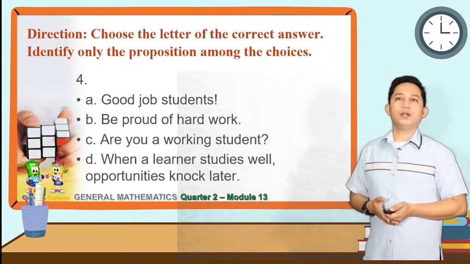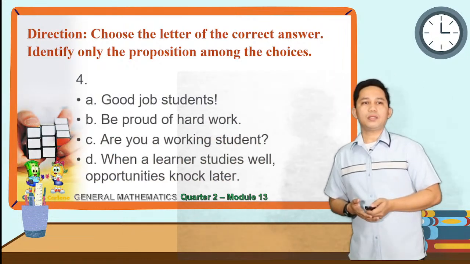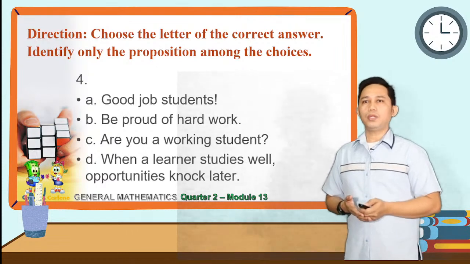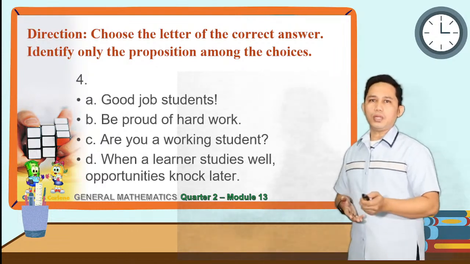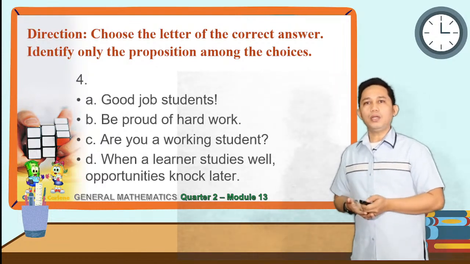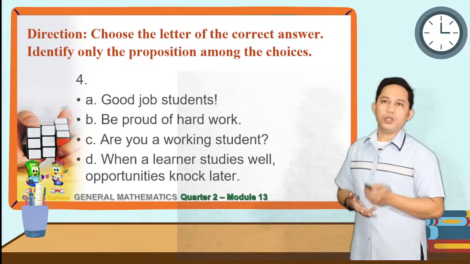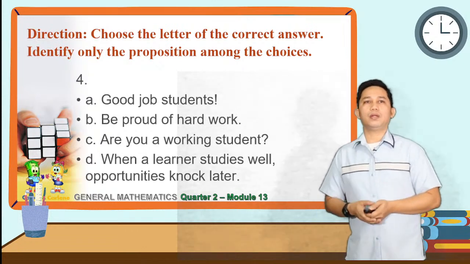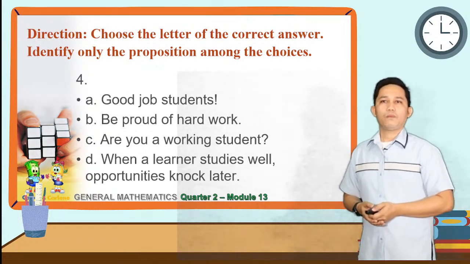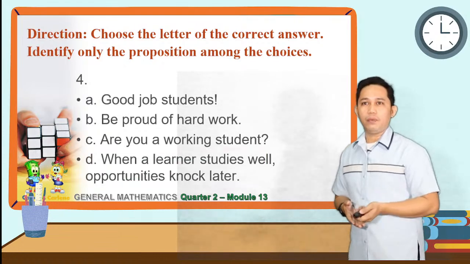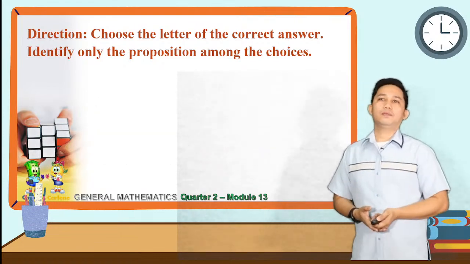Next, number 4. Letter A: Good job, students. Be proud of hard work. Letter C: Are you working, student? Letter D: When a learner studies well, opportunities knock later. Which among the choices is a proposition? Yes, very good. We have letter D.